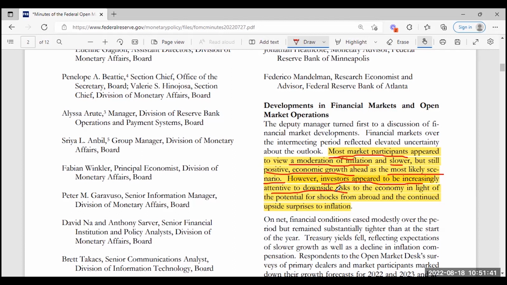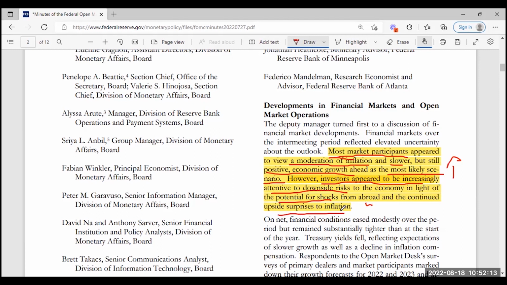First of all, I'm contrarian in my trading agenda. If retail traders are buying, I am selling. If market is risk on, I'm looking for risk off until my demand and supplies tell me otherwise. So when investors, who are the people who pump markets with the most money, are saying they appear to be increasingly more attentive to downside risk to the economy in light of potential shocks from abroad, like the war, and continued upside surprises to inflation.